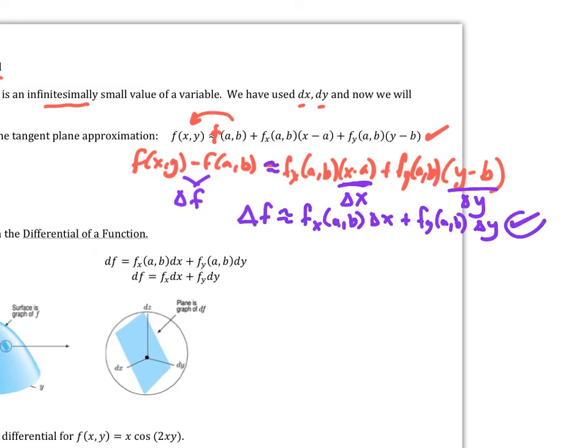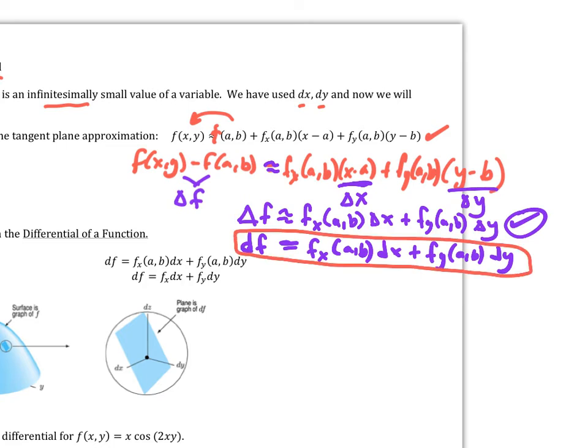So we can simplify it a little bit into this, and then turn it into our differential notation as we get really small f. This would be approximately equal to, or should we say equal to, f, the partial with respect to x at (a, b), and then that would be dx, plus the partial with respect to y, and then that would be dy.